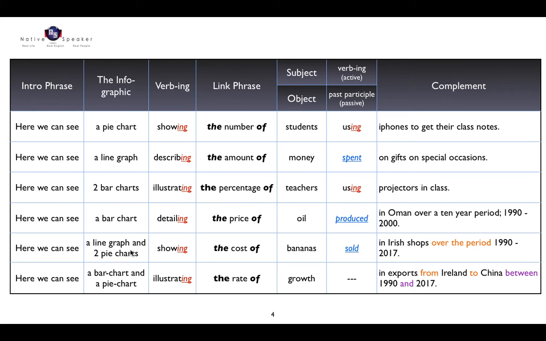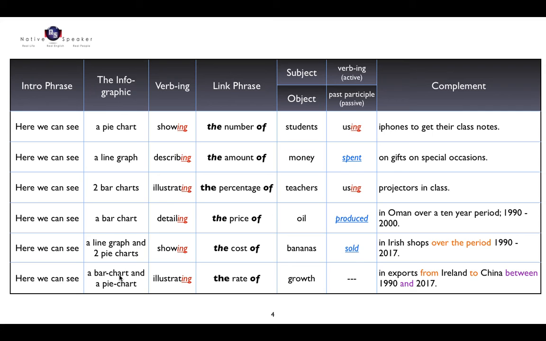Here we can see a line graph and two pie charts showing the cost of bananas sold. Why sell, sold, sold, past participle? Because bananas don't sell themselves. They don't walk up and down the street waving at your car asking you to buy them. So the cost of bananas sold in Irish shops over the period 1990 to 2017. And we'll be looking at this phrase over the period again. It's a nice phrase we'll be paying a lot of attention to.